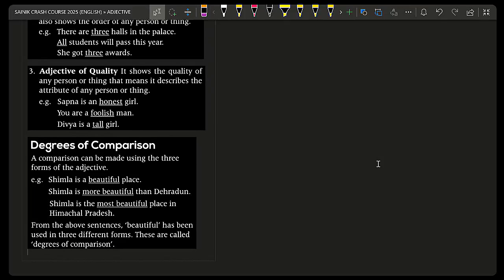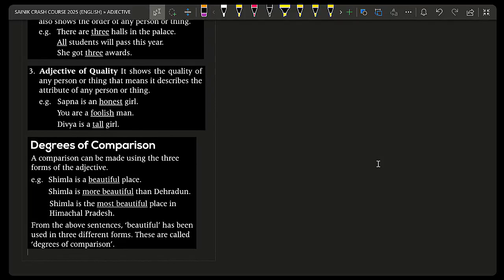Shimla is a beautiful place. You are saying about only one thing. Then you use the word beautiful. So beautiful is in which degree? Positive degree. Positive degree says only about one thing. But when you are comparing this with another thing, that means comparison is happening between two things.